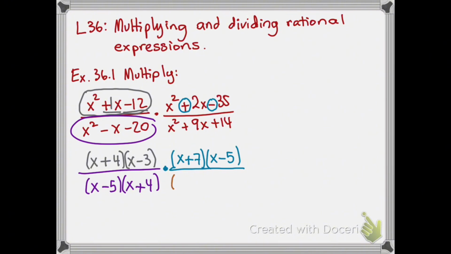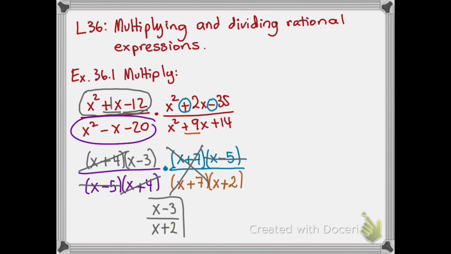Finally, we're going to factorize the one on the bottom. And in that case, we want two positives because the answer is positive 14, and the addition is positive 9, so it's 7 times 2. Now that we have everything factorized, we can see what we have both on the top and the bottom so that we can cancel. In this case, we can cancel the x plus 4 with the x plus 4, the x minus 5 with the x minus 5, the x plus 7 with the x plus 7, and then all we have left is an x minus 3 on the top and an x plus 2 on the bottom, and that would be our answer.